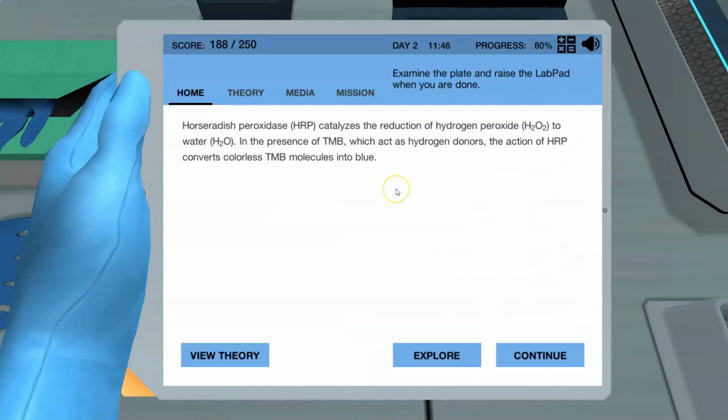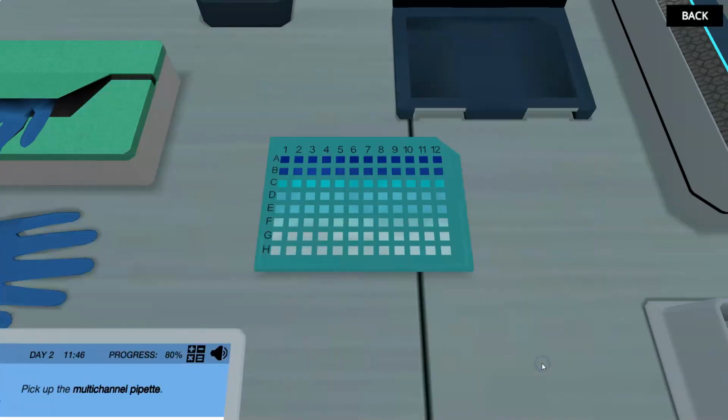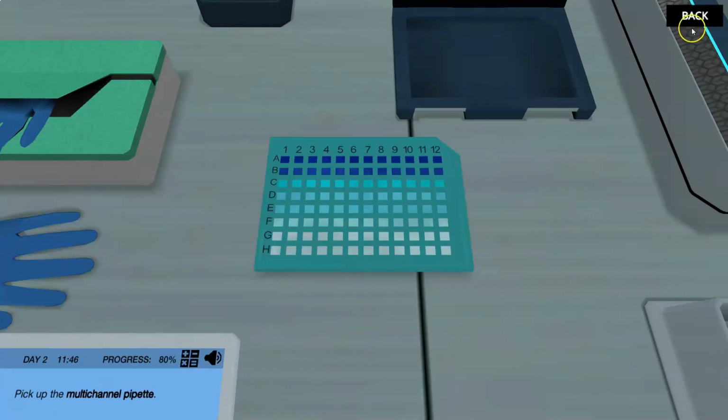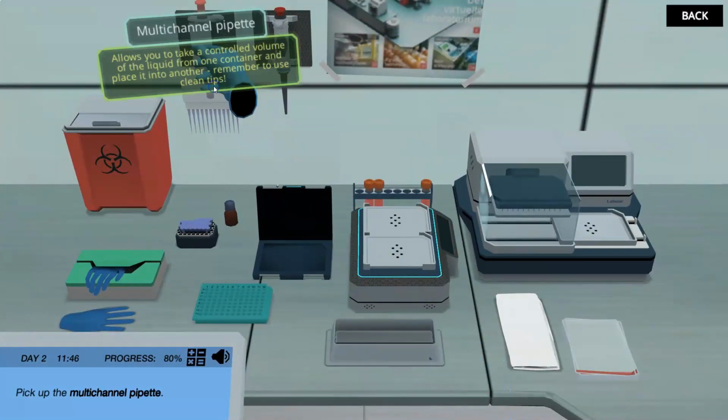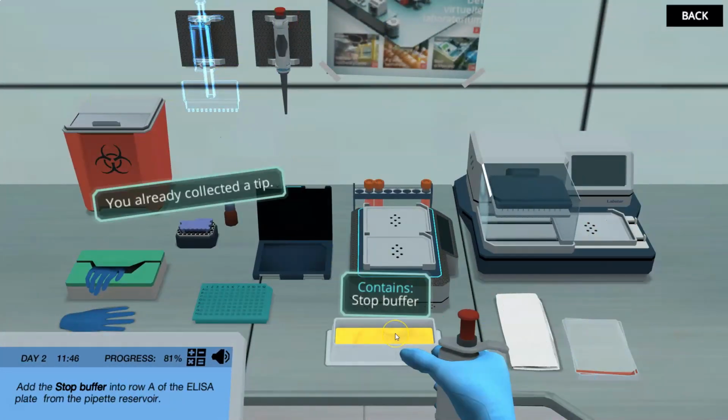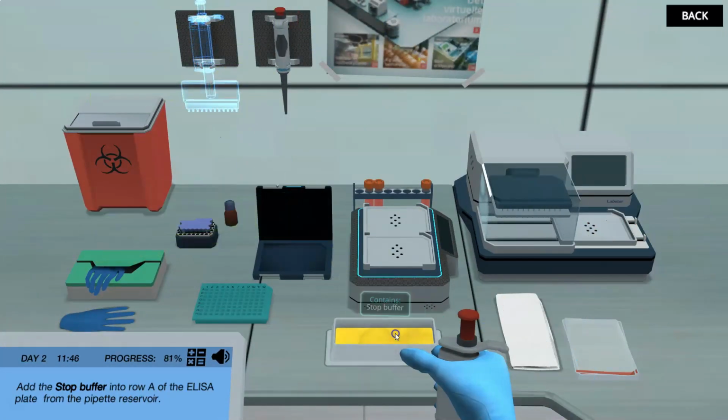Horseradish peroxidase catalyzes the reduction of hydrogen peroxide to water. In the presence of TMB, which acts as a hydrogen donor, the action of HRP converts colorless TMB molecules into blue. Pick up the multi-channel pipette. Add the stop buffer into the wells of the ELISA plate from the pipette reservoir.